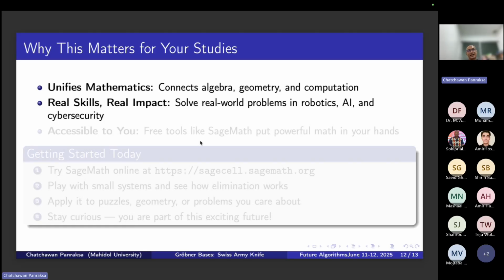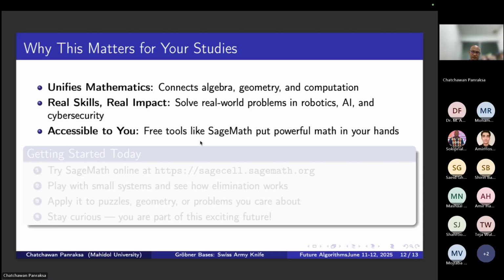Actually, recently they are trying to apply this in AI as well. I just bumped into the idea of using AI to make Gröbner basis run faster, something like that. So I have to go back and read it now. In cybersecurity, when you transform algebraic operations to polynomials, you can use Gröbner basis to solve.